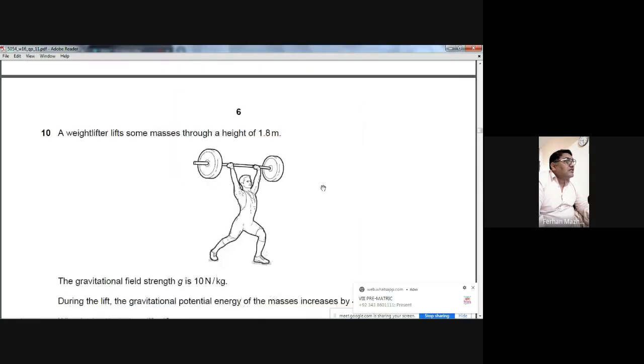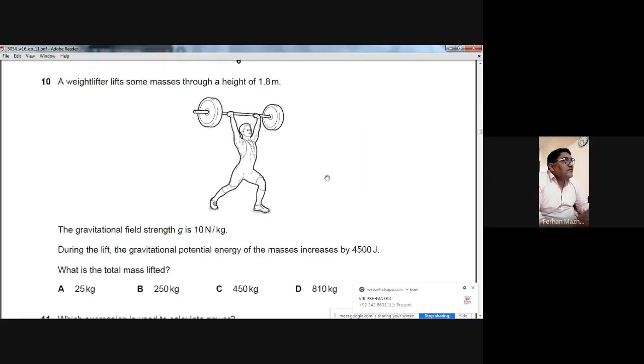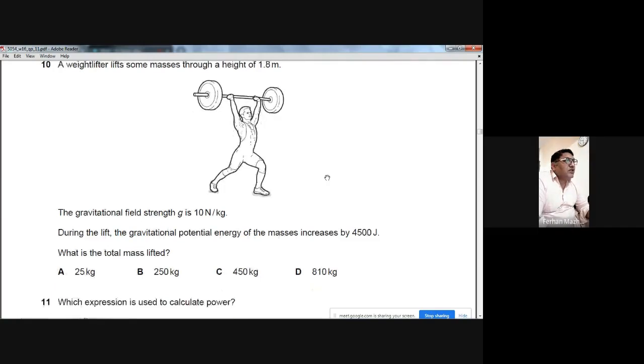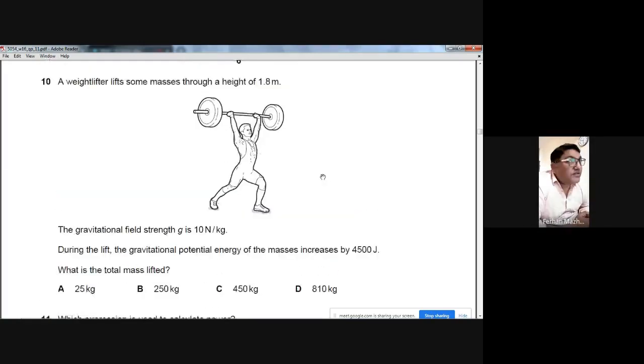Question number 10. A weightlifter lifts some masses through a height of 1.8 meter. The gravitational field strength g is 10 Newton per kg. During the lift, the gravitational potential energy of the masses increases by 4500 joules. What is the total mass lifted? The formula for the gravitational potential energy is mgh, and we can calculate the mass.